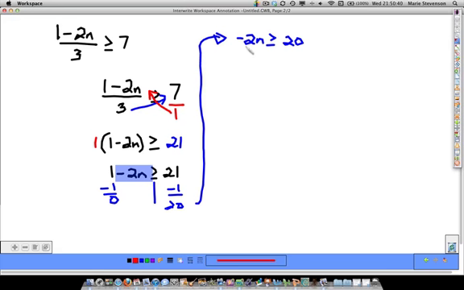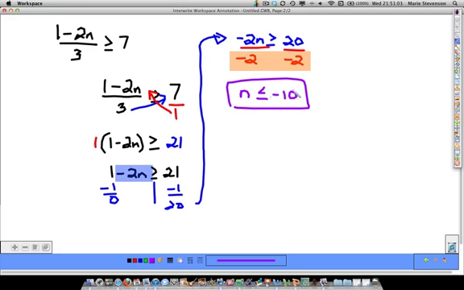So now we're going to divide by negative 2 on both sides. Notice, what am I doing? Think about what I just said. I'm dividing by negative 2 on both sides because I just did a division problem with a negative number. My inequality is now going to change. I end up with negative 10.